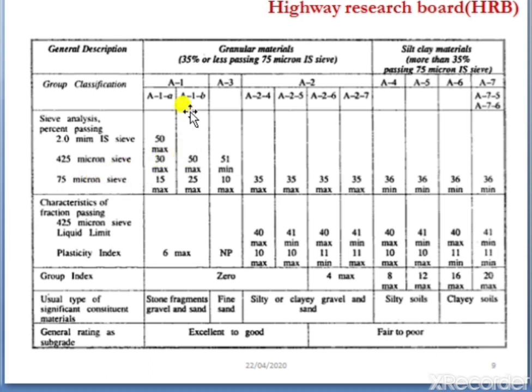Similarly, the A1B group is also given. 50% of the soil will pass through the 425 micron sieve and 25% is the maximum percentage that will pass through the 75 micron sieve. Similarly, the A3 group, A2 group and A4, A5, A6 groups are given here.